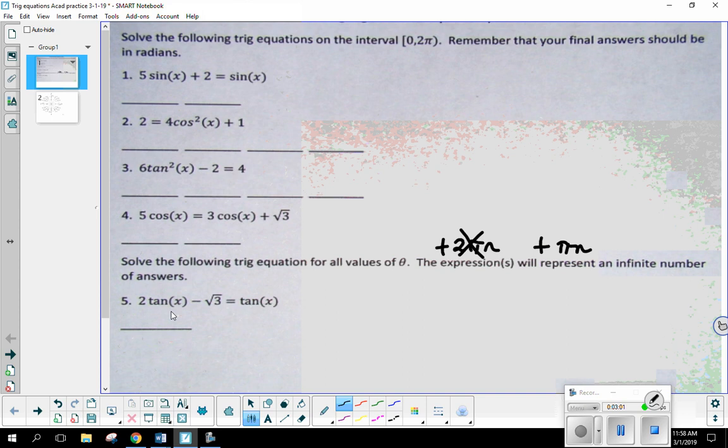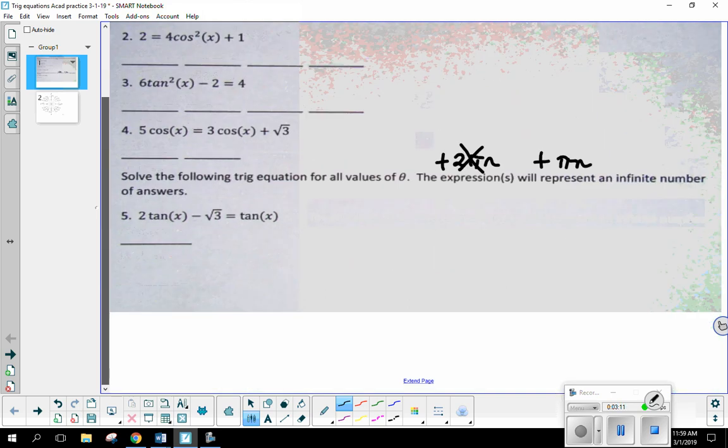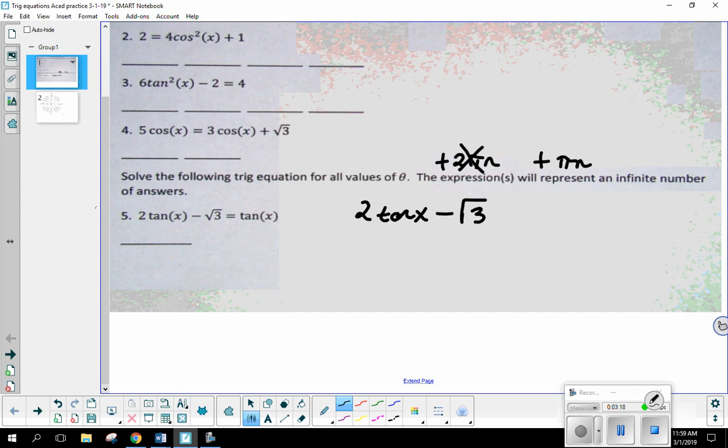Now remember, you don't have to do this on the first 4 because you're given an interval, so you're going to be looking for those specific answers. Okay, so let's take a look at number 5. 2 tangent of x minus the square root of 3 is equal to tangent of x.